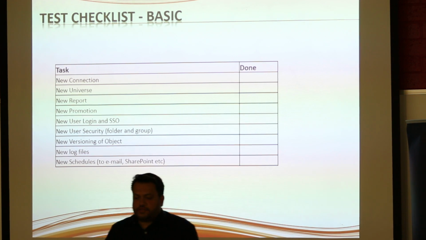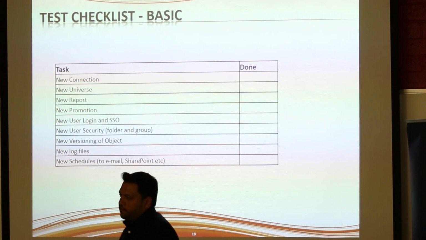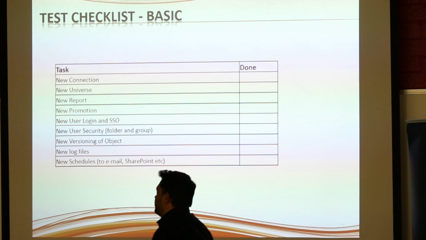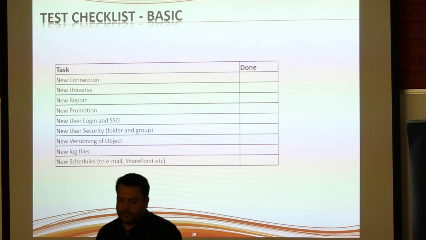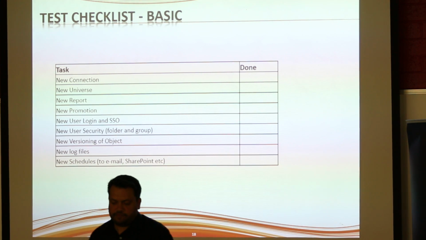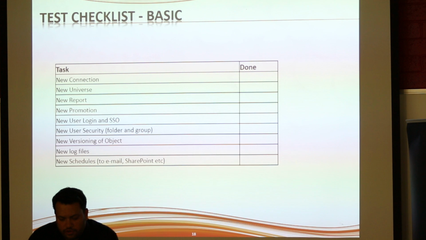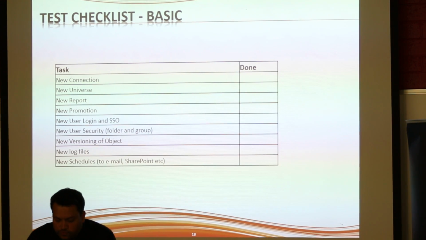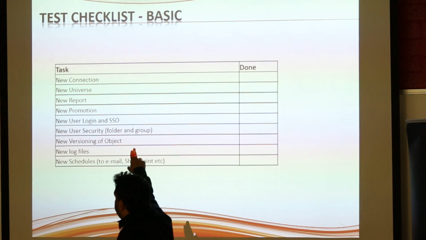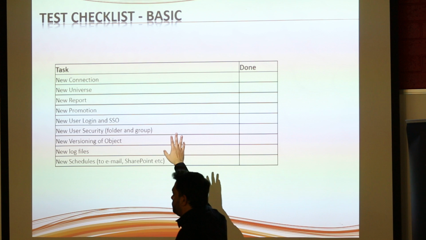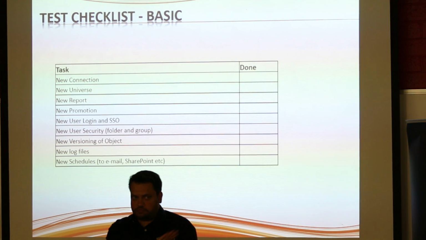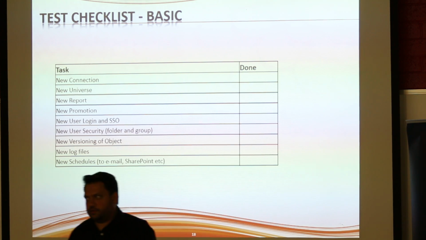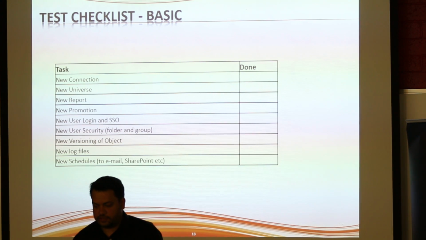All right. This is a basic checklist: can you create a new connection after the upgrade? Can you create a new universe? Can you create a new report? Can you do a new promotion from one environment to another? New user creation and login, and if you have single sign-on, is that working? New security. So very few basic things. This is what we call a smoke test. This is what we always do whenever we do an upgrade for a client. This will make sure everything basic is working, and then you can test other things beyond that.